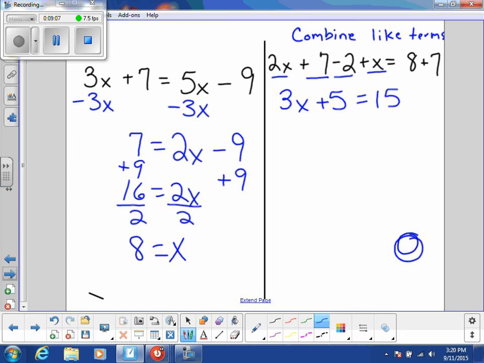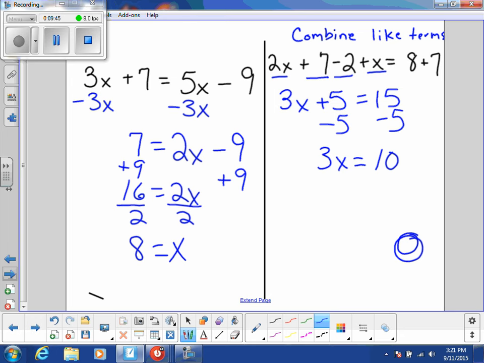Now I have a two-step equation. Look for the constants here. I see a 5 and I see a 15. And the side that has the variable on it, the left, I'm going to leave that variable over there. So what do I need to do? If you said subtract 5 from both sides, we get 3x equals 10.